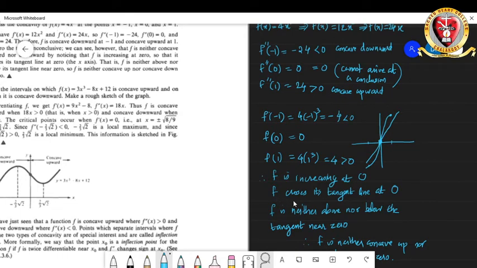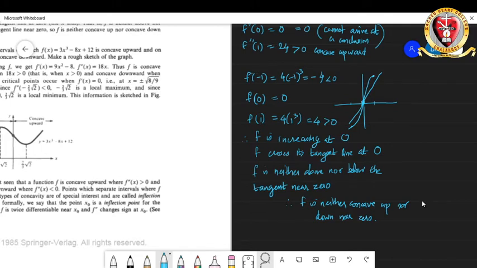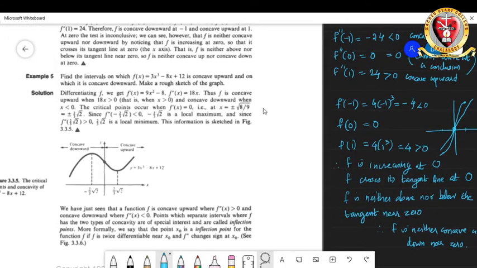Okay. Also, we can say that if this is the function drawn, and this is the tangent line, the function crosses the tangent line at 0. That means the function is not above the tangent line or below the tangent line, because it is crossing the tangent line at 0. So you cannot say that f is concave up or concave down. That is what we conclude: f is neither concave up nor concave down at 0.